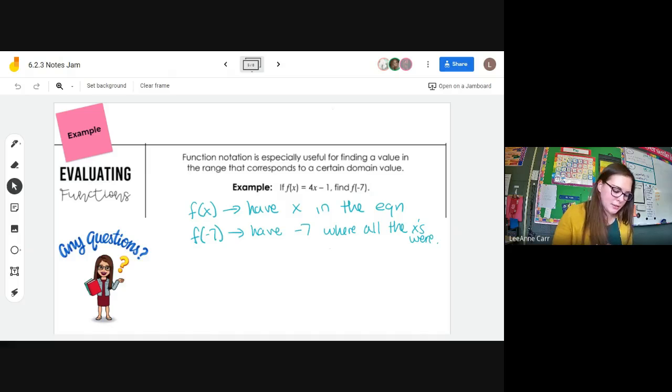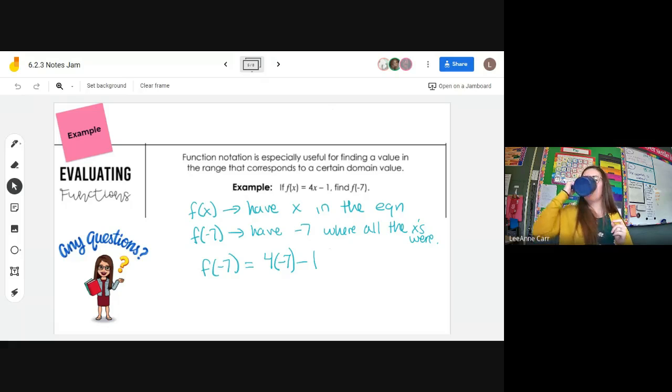So here we go. Tune in. I'm going to rewrite my function. Originally, my function was 4x minus 1, but I no longer want this x. Instead, just like I said, we're going to replace that x with a -7. And you'll notice, what did I put around that -7? That's super important that we use when we're substituting.